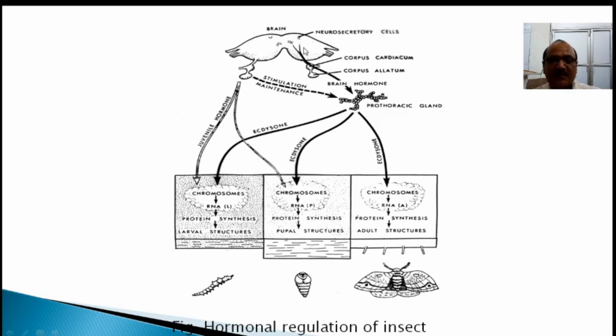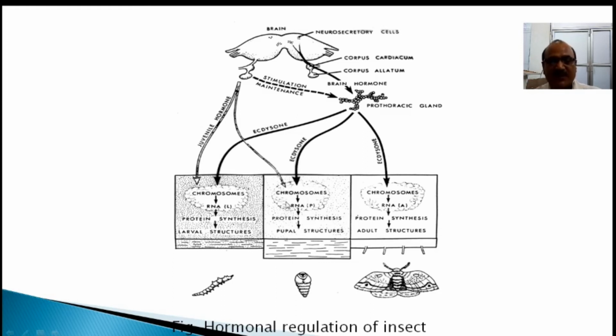Now some of the substances secreted from the neurosecretory cells go to the corpora cardiaca and corpora allata, which secrete some of the hormones, and these hormones directly act on the cells. Which part of the cell? That is the nucleus, and the nucleus contains the chromosomes.